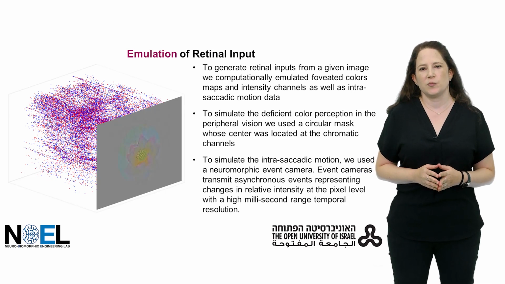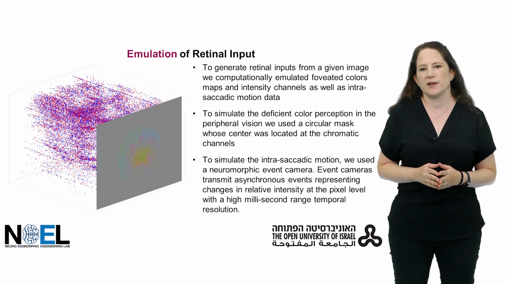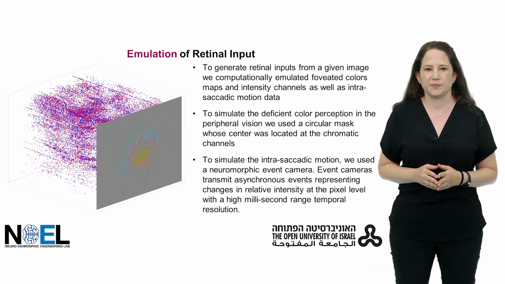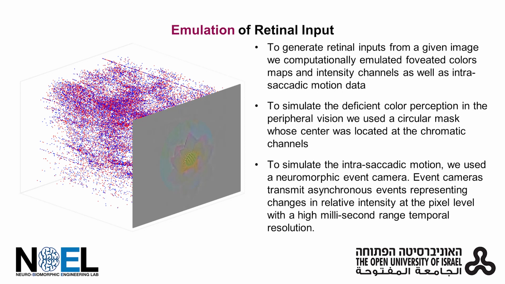To emulate retinal inputs, we acquired RGB and event data from the Neuro-Biomorphic dataset and Caltech. We used these images to computationally emulate foveated color and intensity channels, as well as intrasaccadic motion data. To emulate the ganglion cell's color opponent receptive field, input RGB images were converted to 3 opponent channels: 2 chromatic channels and 1 achromatic channel. To simulate the deficient color perception in the peripheral vision, we used a circular mask whose center was located at the chromatic channels.